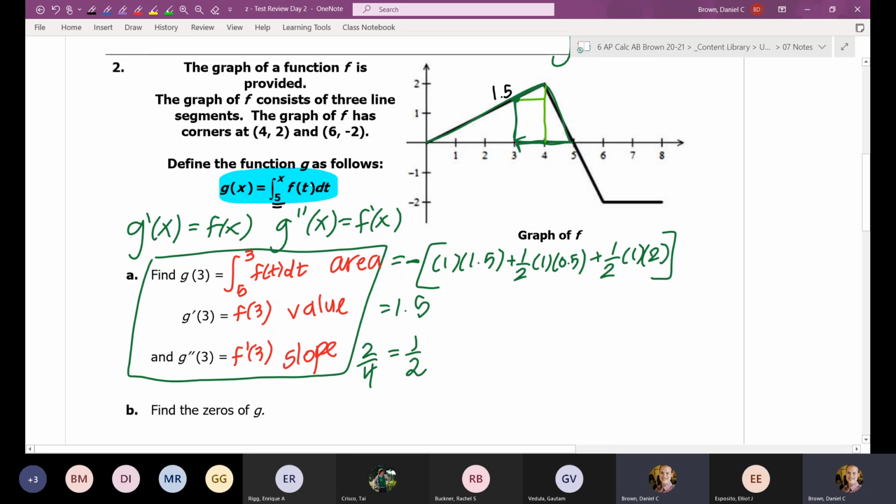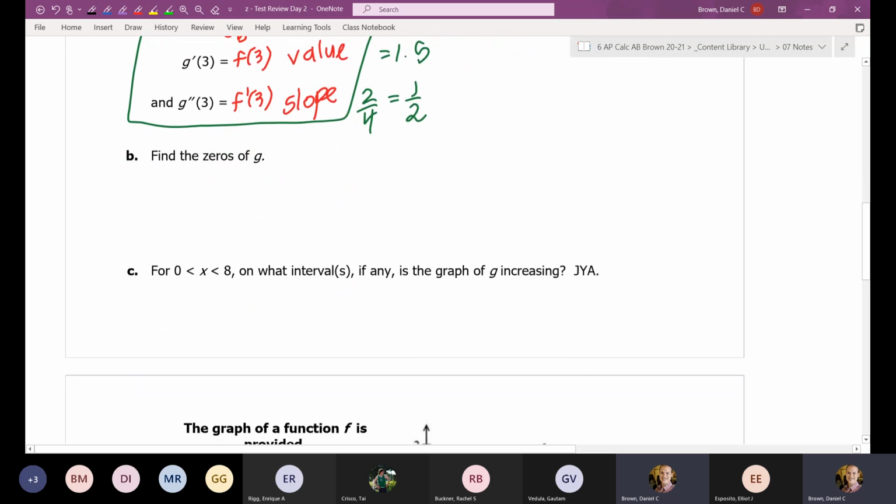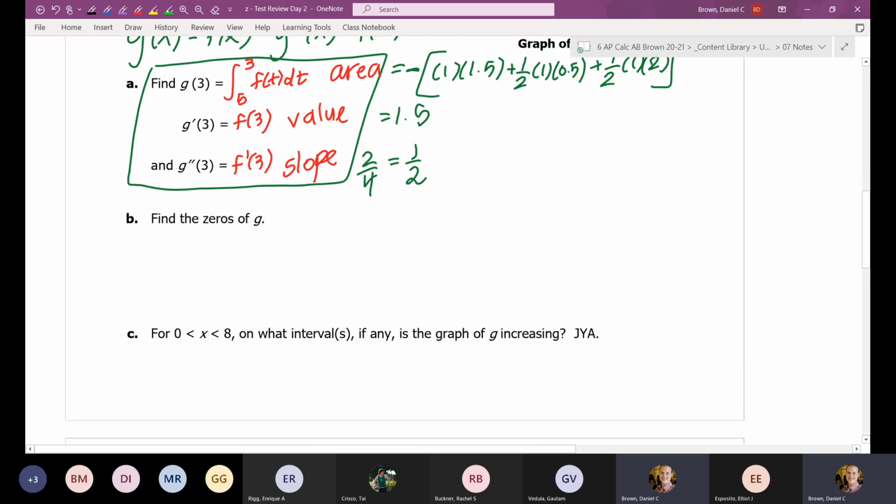Questions on that one? All right, then looking at B. B asks us to find the zeros of g. So another word for zeros we know is the x-intercepts. So this question is basically asking us to find when g of x is equal to 0.